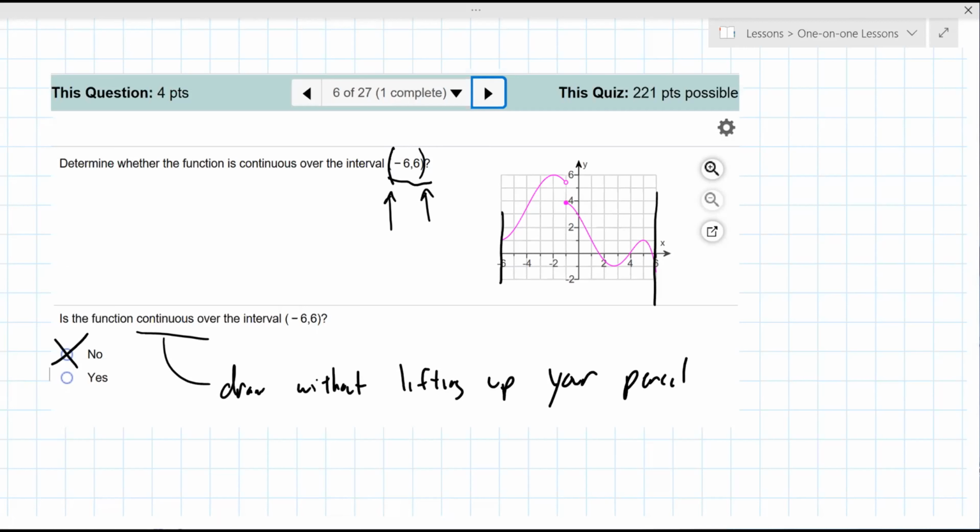Even if that little hole was filled in? Even if that hole is filled in, you still have what's called a jump. Oh, okay. This is a jump discontinuity, and it cannot be filled in.